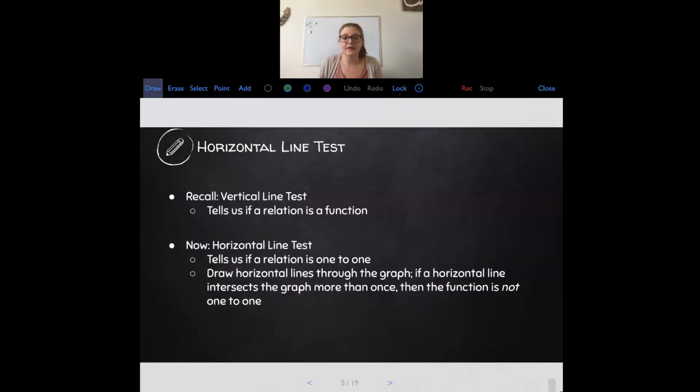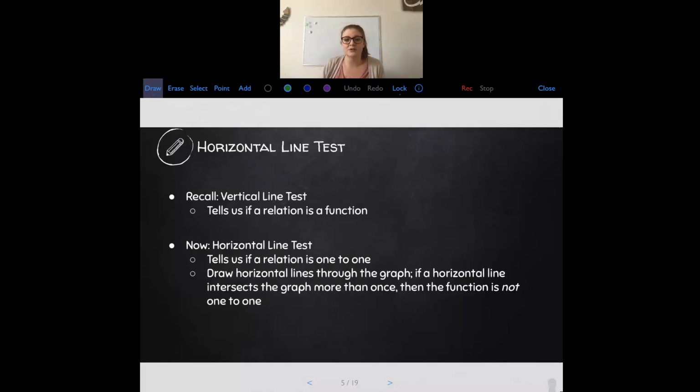Okay. Another way that we can determine if a function is one-to-one is from the horizontal line test. So this may sound a little bit familiar because before we had something called the vertical line test. And the vertical line test told us if a given relation is a function or not. So we were given the graph of some type of relation, we drew vertical lines, and if it only touched the graph of the relation once, then it was a function.